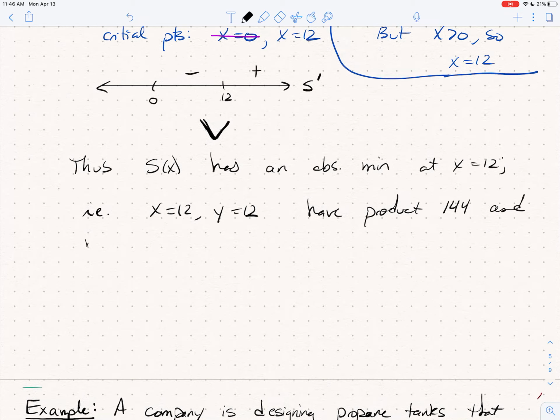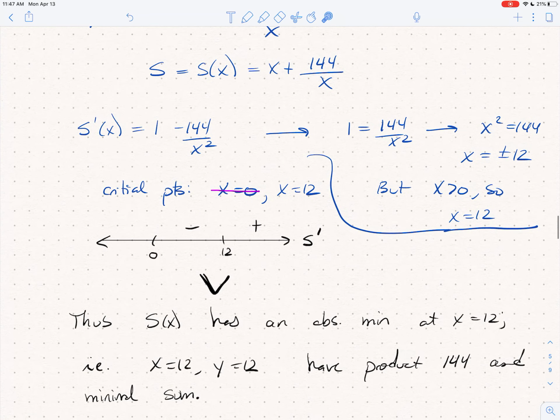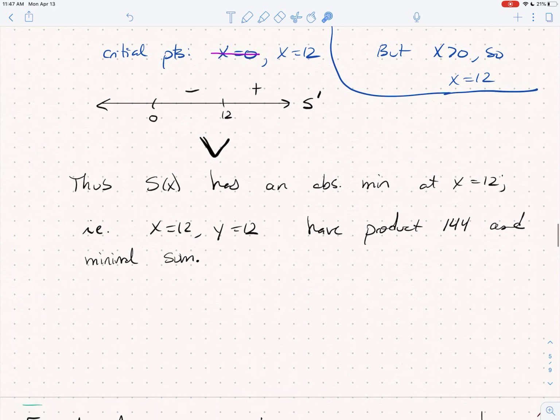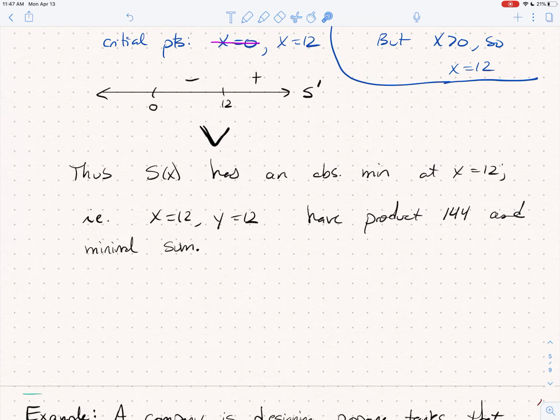And again, the takeaway here is that the extreme value theorem didn't guarantee us an absolute min, but we were able to figure out that it does have one, and we were able to use calculus just to think about it and realize, look, if you're increasing from 12 on, then there's not going to be another minimum somewhere else. So that's it. All right, so we'll do one more problem, and then we're good to go.